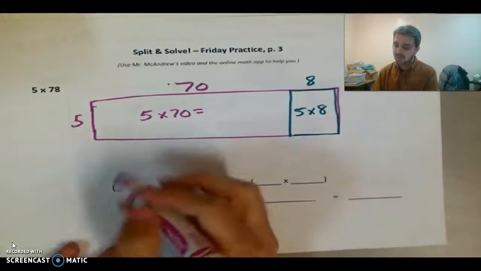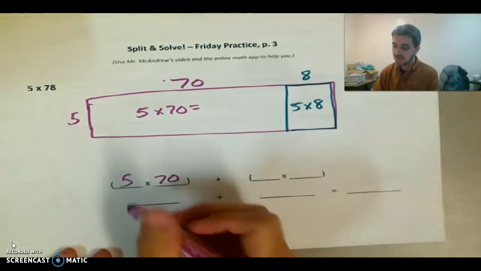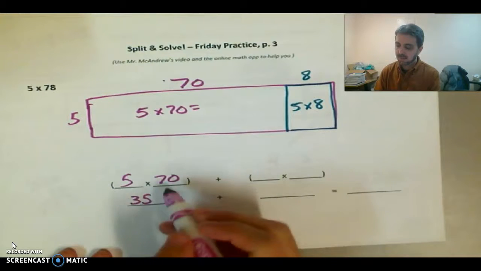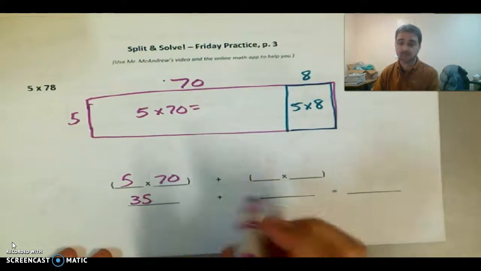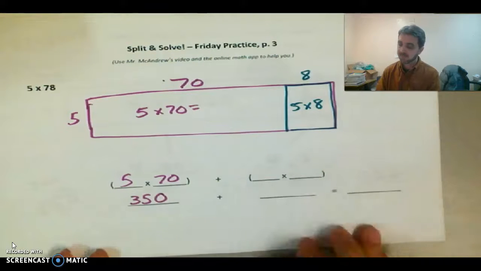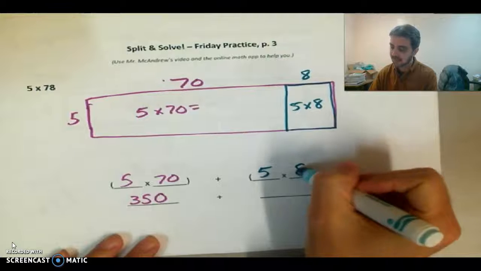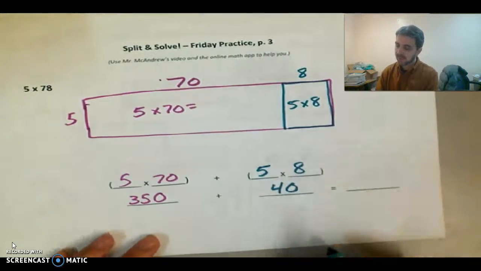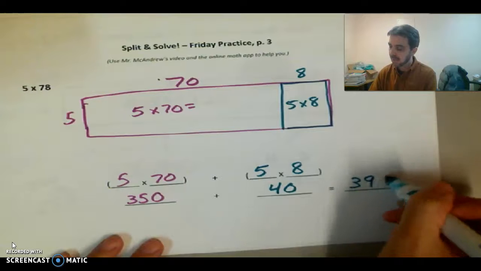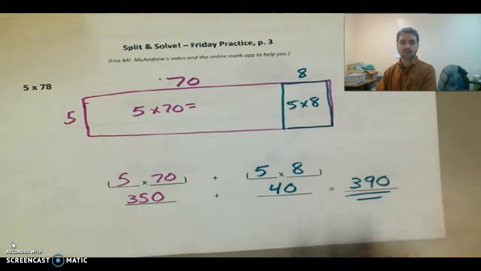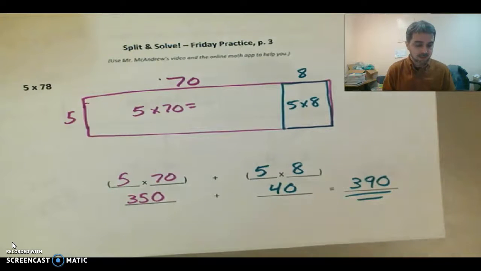Okay, so let's see, 5 times 70. I know that 5 times 7 is 35, but I'm not doing 5 times 7, I'm doing 5 times 70. So that would give me 350. And then over here, this is a little bit more manageable. I have 5 times 8, which I know is 40. And if I add 350 plus 40, I get 390. And there is your answer. Okay? All right, so that's how you do that.